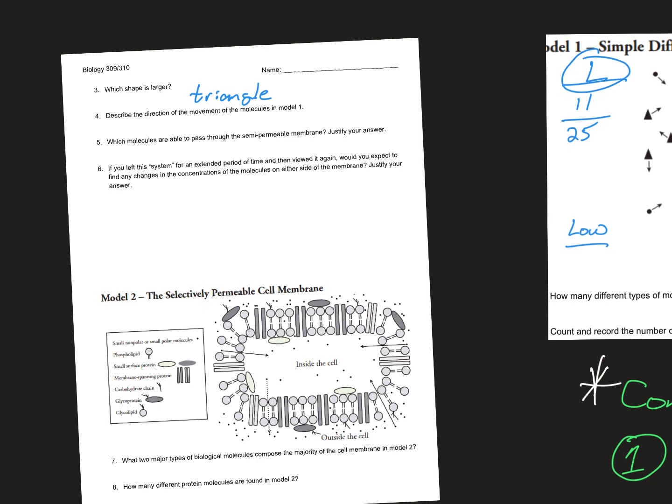Describe the direction of movement of molecules in both directions. The circle is moving in both directions, but mostly, or net movement, to the left, where it's less concentrated.